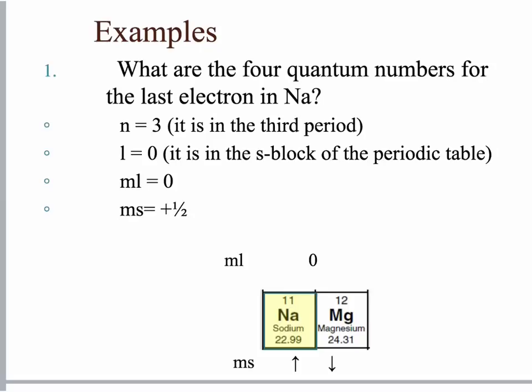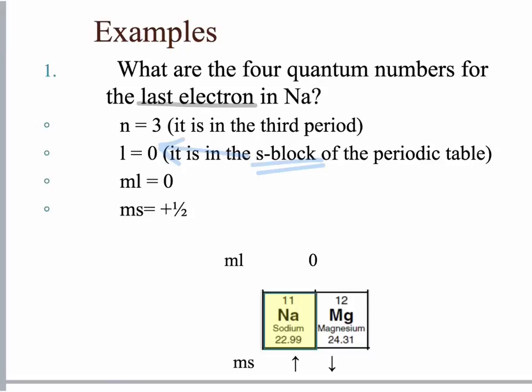The next example, what are the 4 quantum numbers for the last electron? And I make a point here to say the last electron. Sometimes it'll just say the 4 quantum numbers for sodium. Find sodium on your periodic table. It's number 11. And like I said, the first place you want to look is the fact that it's in the S block. Since it's in the S block of the periodic table, L equals 0. Remember, spheres are circles and 0 looks like a circle.